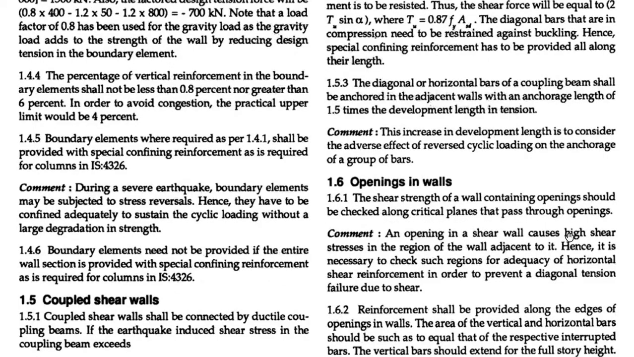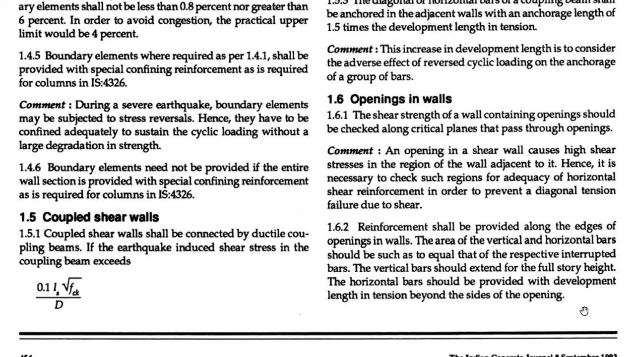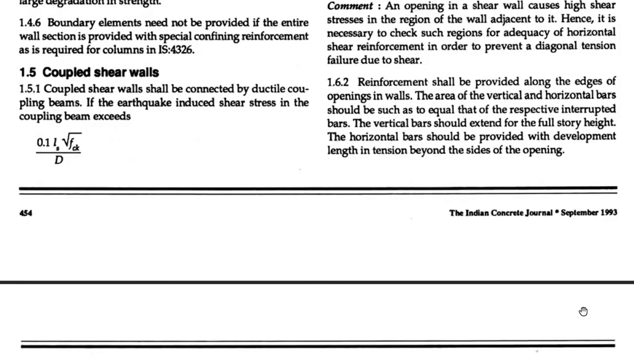The shear strength of a wall containing openings should be checked along critical planes that pass through openings. The reinforcement shall be provided along the edges of openings in walls. The area of vertical and horizontal bars should be such as to equal that of the respective interrupted bars. The vertical bars should extend for the full story height. The horizontal bars should be provided with development length in tension beyond the sides of the opening.